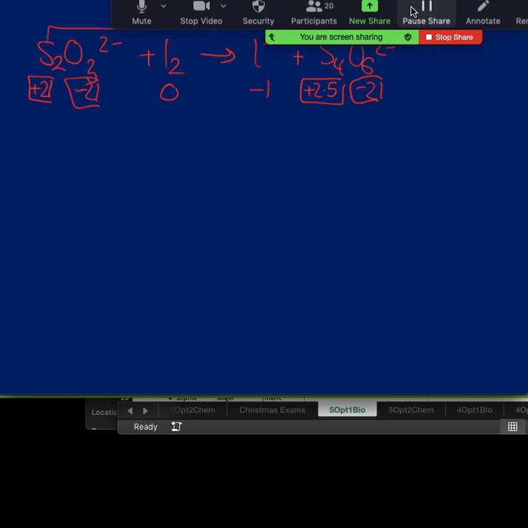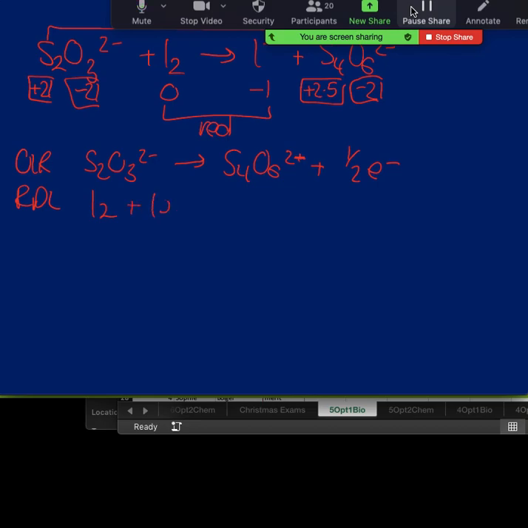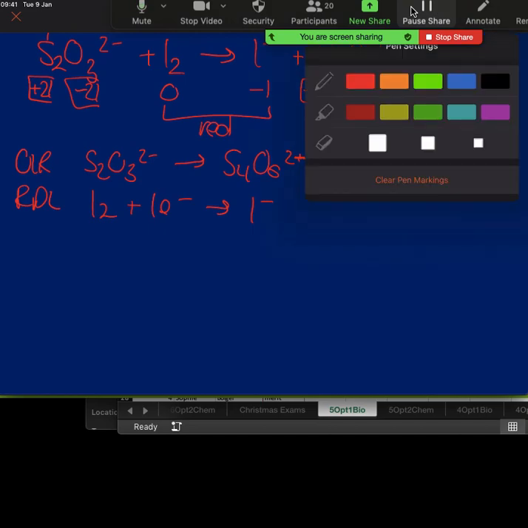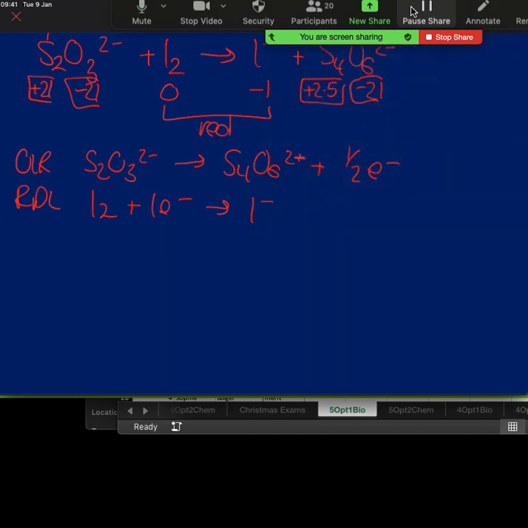Yeah. So this is the ox and this is the red. So ox is S2O3 2 minus going to S4O6 2 minus plus a half an electron. We then have red is I2 plus 1 electron goes to I minus. So things that we need to look at are the fact that this half electron over here is for conversion of one S, for oxidation of S on the left to S on the right.